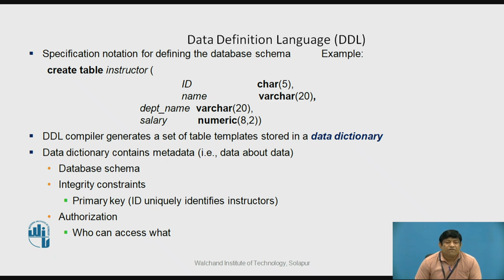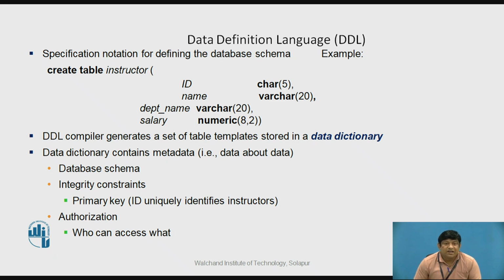For example, we can create a table instructor with the columns ID, name, department name and salary. Here, with respect to ID, char is the data type of that particular ID column, and we can consider size as 5. Similarly for name, varchar 20, for department name, varchar 20, and for salary we can consider numeric 8,2, that is 8 digits in total, and 2 is the number of digits after the decimal point.